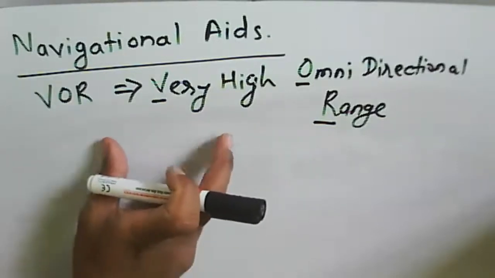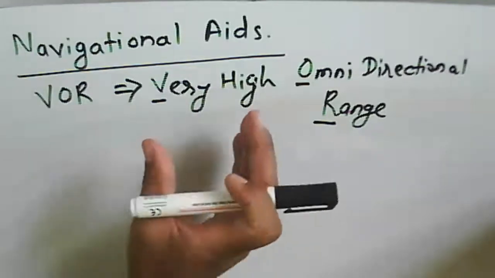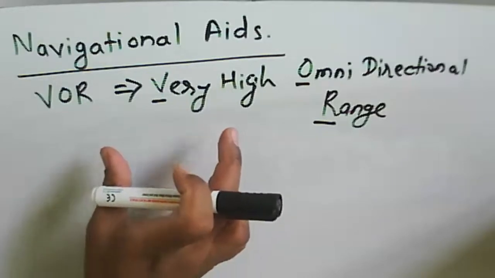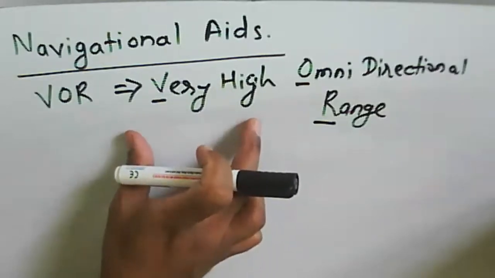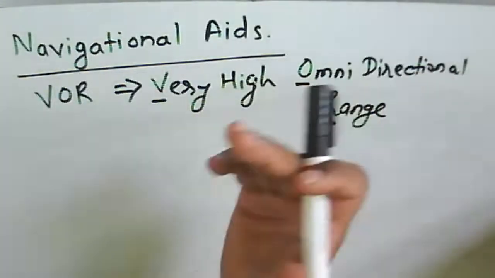So here we are present on a ground system. Okay, we have a transmitter and receiver on the ground. So we can say that on the ground we have the ground equipment, that is the VOR transmitter, and in the aircraft it has a VOR receiver.